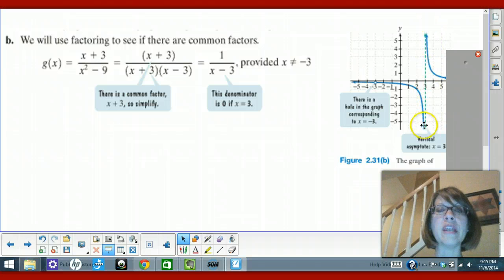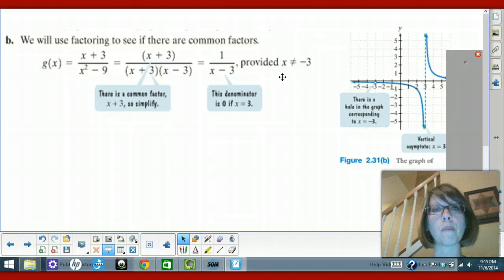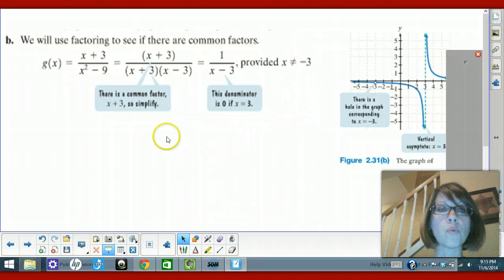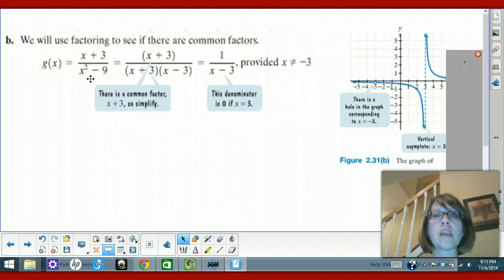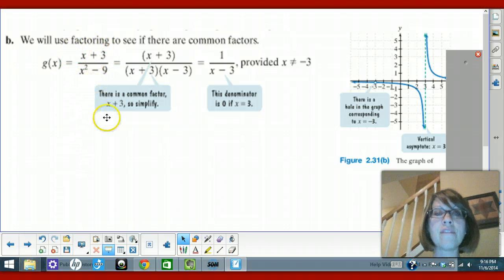But what about the -3 that we had in part A, and this provided that x equals -3 here? Okay, where does that come from, and how does it show up on the graph? Okay, this comes from the original problem. -3 was not possible. g of x equals x plus 3 over x squared minus 9. x cannot be -3 for this before it was simplified. Okay, after it was simplified, -3 is not a problem.